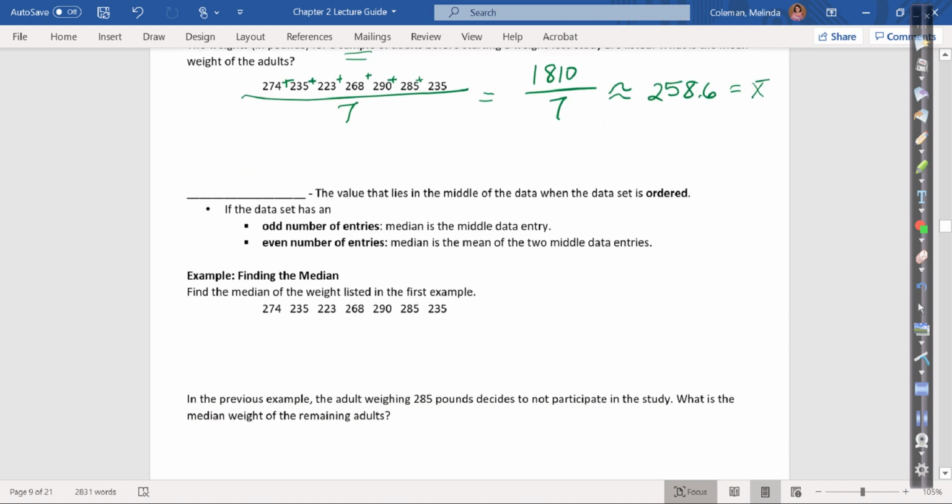The next one is our median. The median is the value that lies in the middle of the data set when the data set is ordered. So we do have to make sure that we are in order. If you have an odd number of entries, the median is that middle number. If you have an even number of entries, then you have to find the average of the two middle ones.